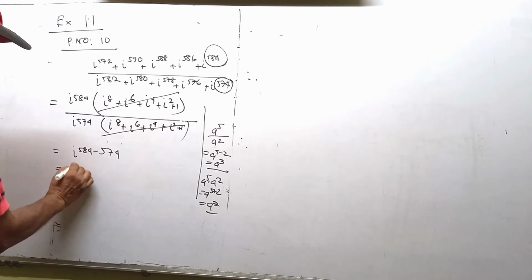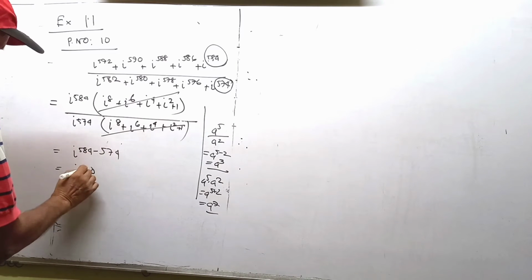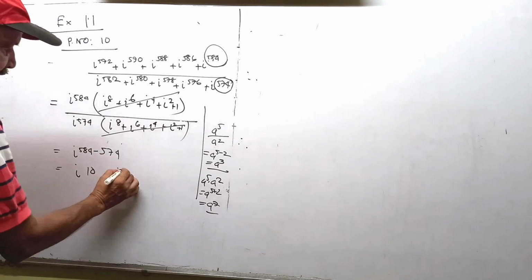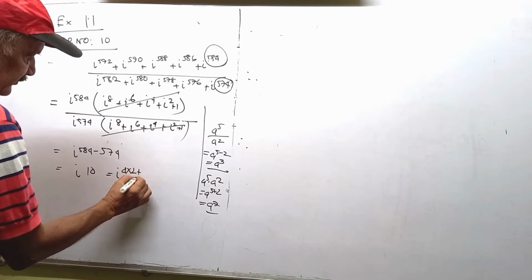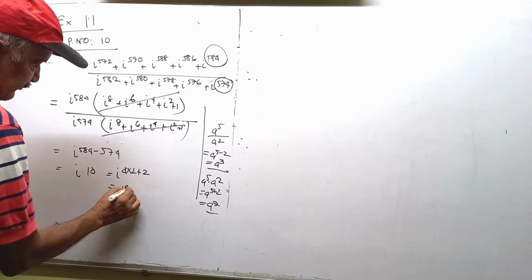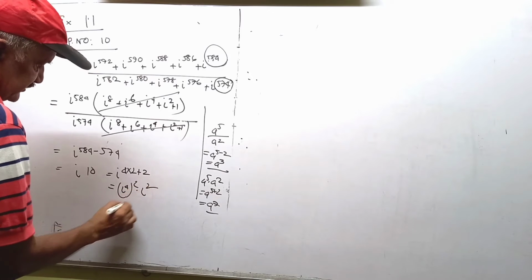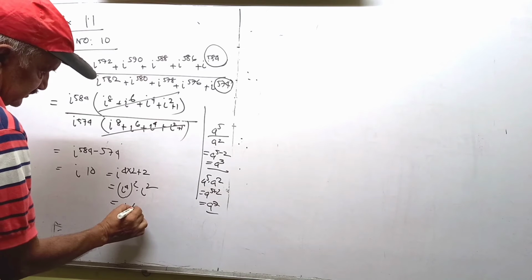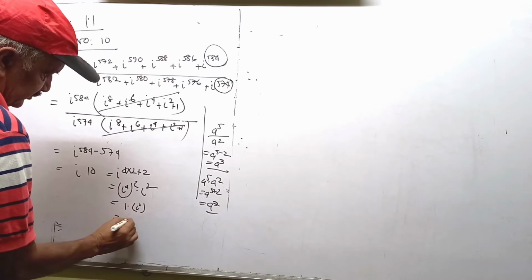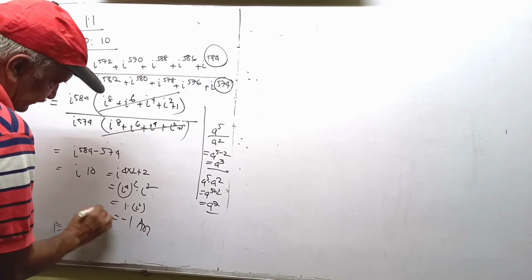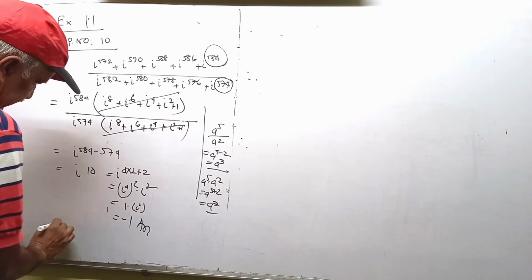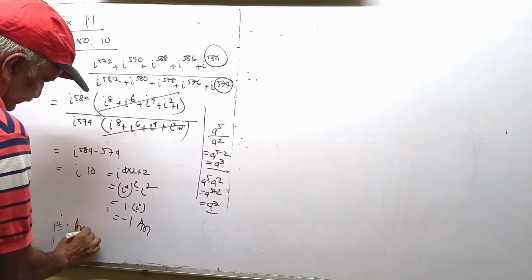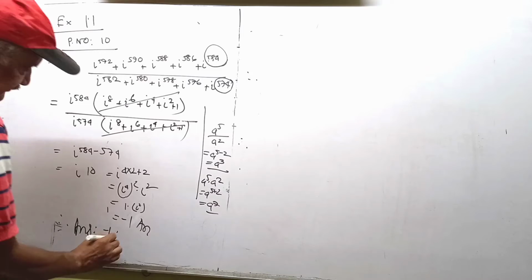Next you see here i to the power 10, factor of 4 into 2, equal to i to the power 4 whole square into i square, 1 into i square, equal to minus 1 is the answer. Hence, given it, therefore answer equal to minus 1.